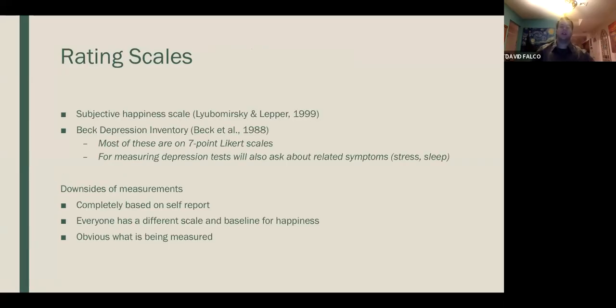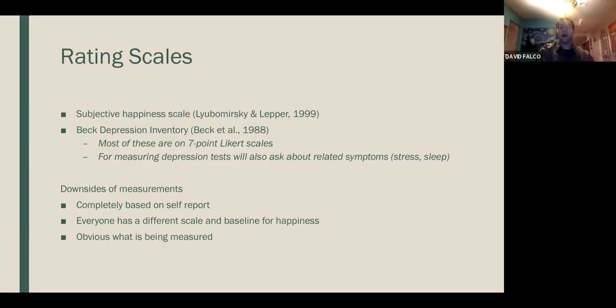All right, rating scales. There are a lot of different happiness scales. One of the most popular ones, and the one I'd heard of before researching this, is the subjective happiness scale, and there's a citation for this. In the same presentation I'm also going to show works cited pages at the end of each section, so you can see this exact paper in there that focuses on this scale.